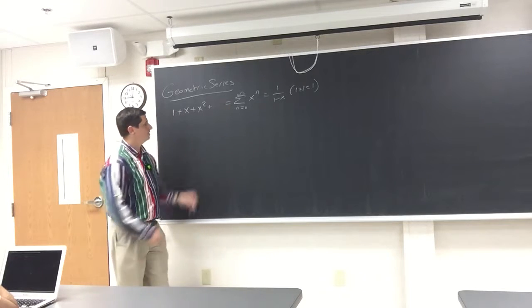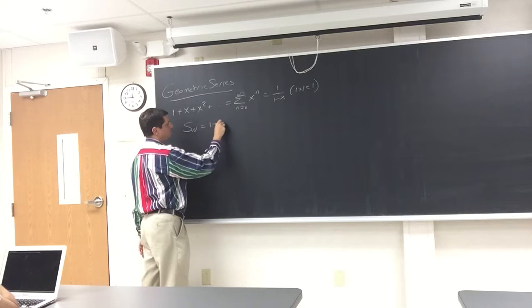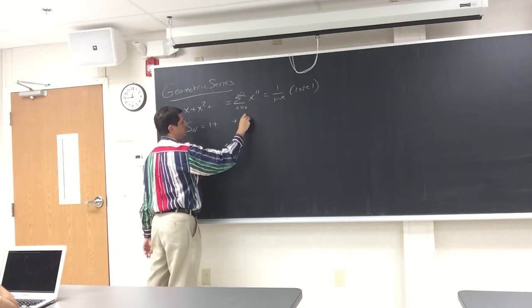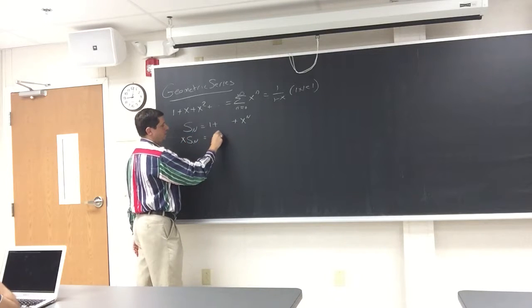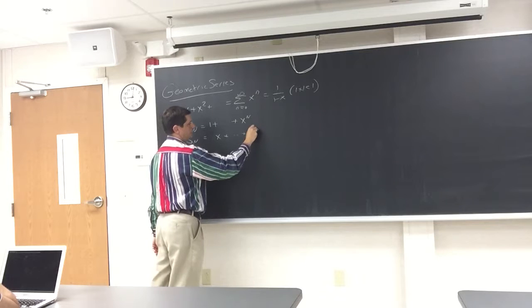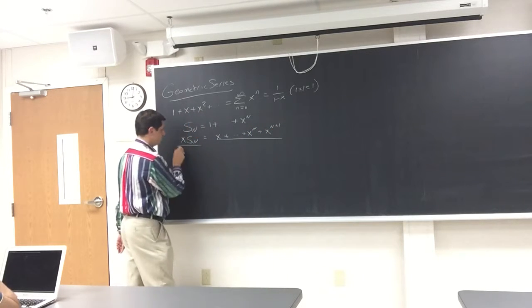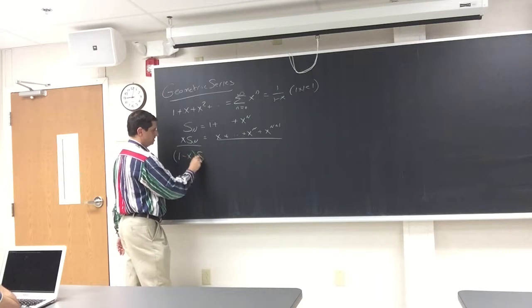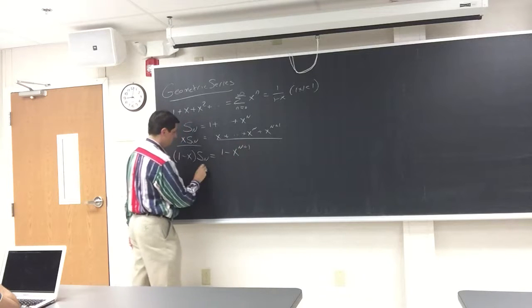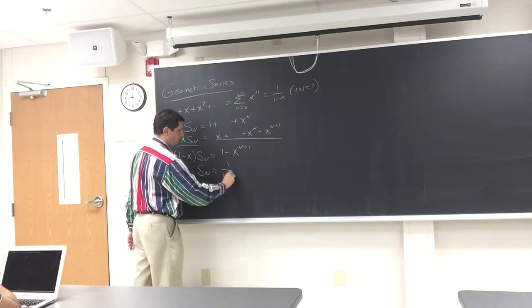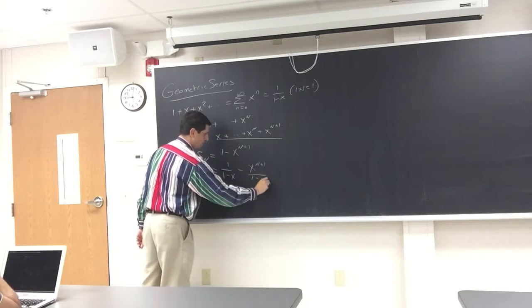What you can also do is look at the finite series. S_n is 1 plus x plus up to x to the n. Look at x times that, which would then be x plus up to x to the n plus x to the n plus 1. And then if you subtract, you get (1 minus x) times S_n is 1 minus x to the n plus 1. So you get S_n is 1 over 1 minus x, minus x to the n plus 1 over 1 minus x.